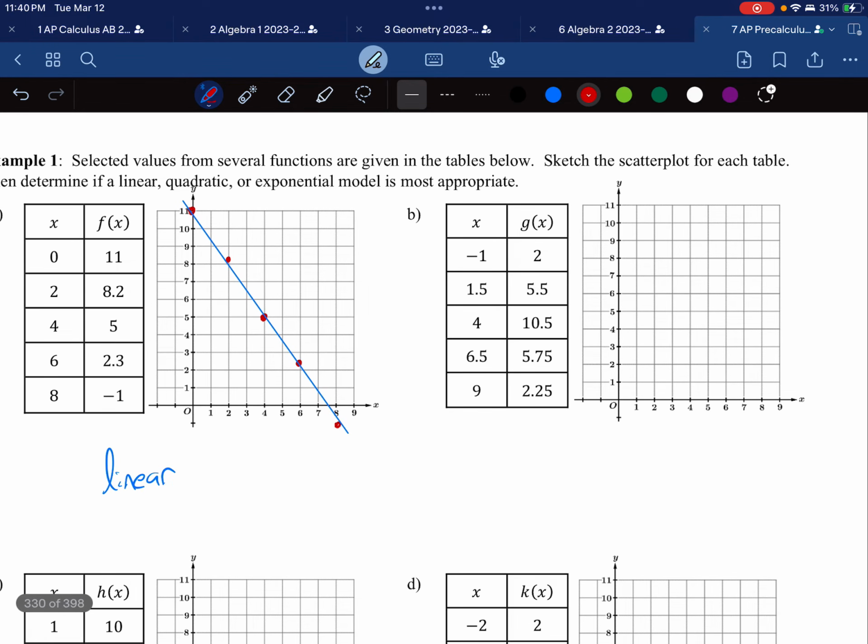All right, graphing the next set of points: (-1, 2), (1.5, 5.5), (4, 10.5), (6.5, 5.75), and (9, 2.25). To me, it kind of looks like a general parabola type shape. So I'm going to say that this one is quadratic.